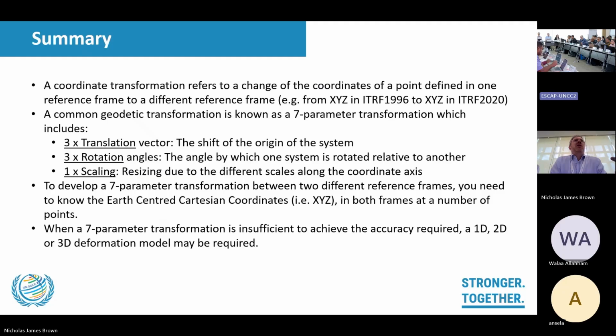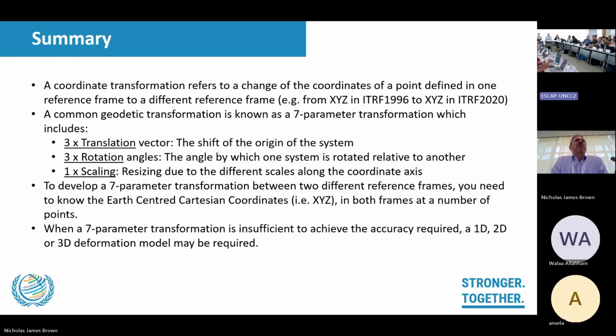So a common type of geodetic transformation is a 7-parameter transformation. And as we mentioned yesterday, that includes these 7 components: the 3 translations, so the shift in the origin of the system, the 3 rotations, the angles around which the 3 axes rotate, and then the scale factor, which is the resizing of your reference frame due to the different scales of the coordinate axes. So to develop a 7-parameter transformation between the 2 reference frames, you need to know the Earth-centered Cartesian coordinates, X, Y, Z, in both frames at a number of different points.